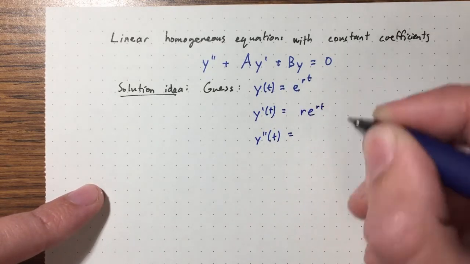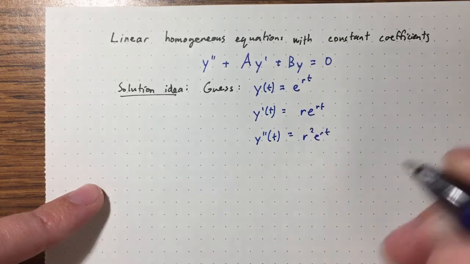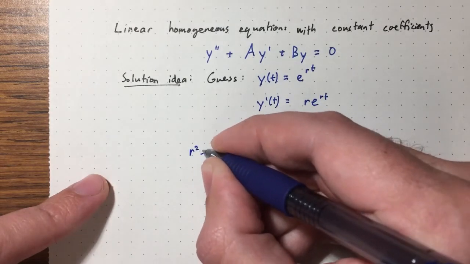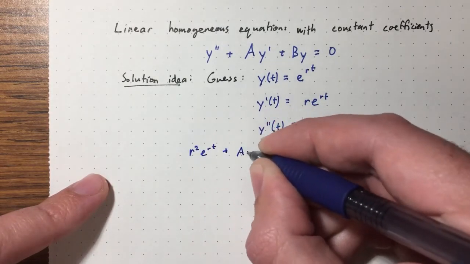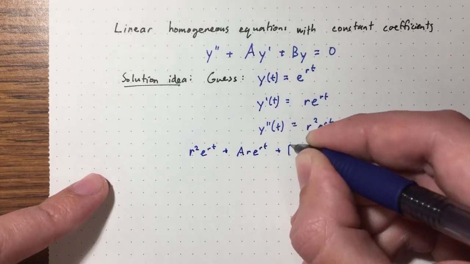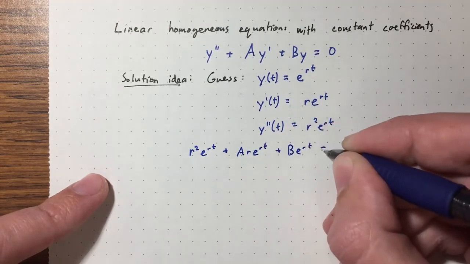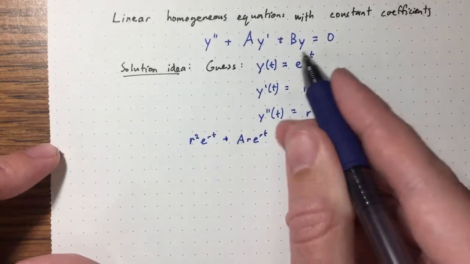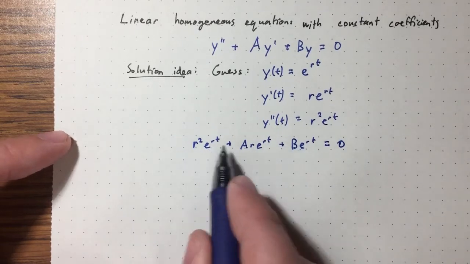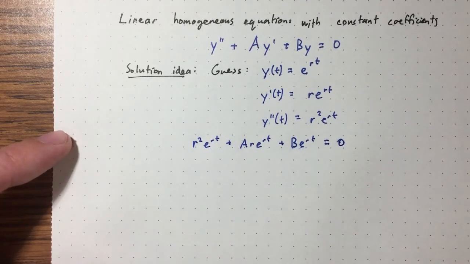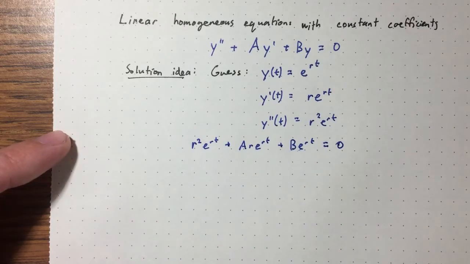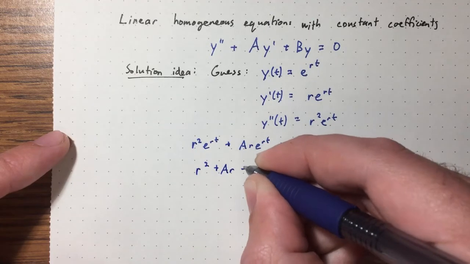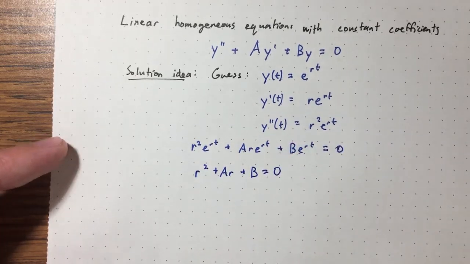We have r e to the rt, r squared e to the rt. Look what happens when we plug it in. We get r squared e to the rt plus a r e to the rt plus b e to the rt equals 0, if it is truly a solution. We don't know if this is even going to work, but look at what happens, right? We have an e to the rt in each term, that's never 0, so we can divide by it. So we get r squared plus ar plus b equals 0. That's just a quadratic equation.